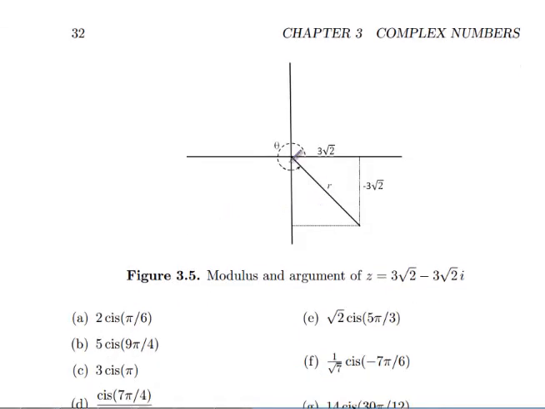All right, look at this example, for instance, that here we have 2 cis pi over 6. Okay, what does 2 cis pi over 6 mean? If I was going to draw this in the plane, well, I know the radius is 2 and the angle is pi over 6, so let me draw an angle of pi over 6. And the distance out here is 2.